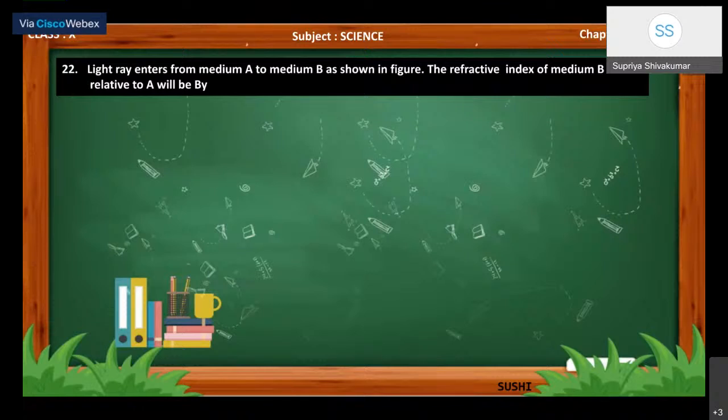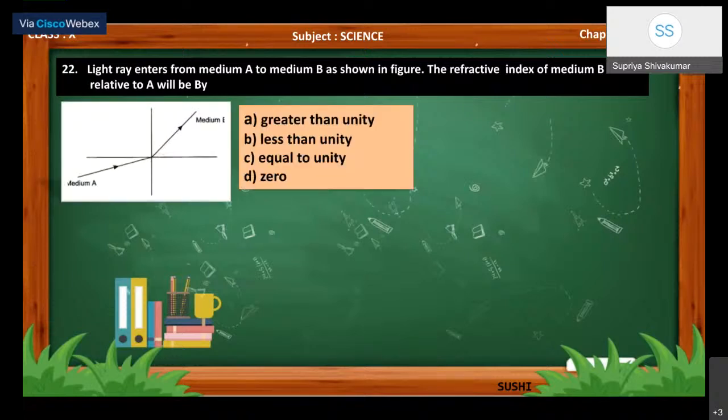Now see here, you need to concentrate on from which medium to which medium the light is passing, and you need to clearly see whether the ray of light is moving towards the normal or away from the normal. Based on this, you can answer this question. So these are the two factors that you need to keep in mind while answering. Any guesses? Ma'am, less than unity. Yes, the answer is less than unity.